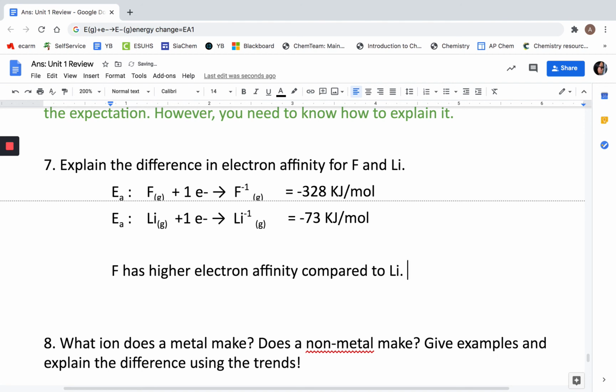Okay, now we're going to say, well, let's think about where it sits in the periodic table. So let's take a look again. F versus Li. F is in 2p, Li is in 3s. Okay, so again, you can kind of see where it's going to come about.